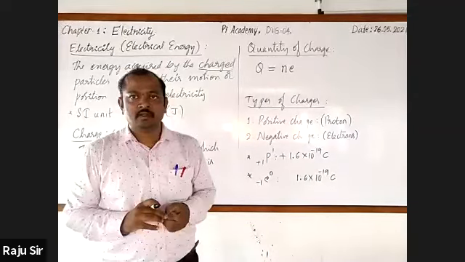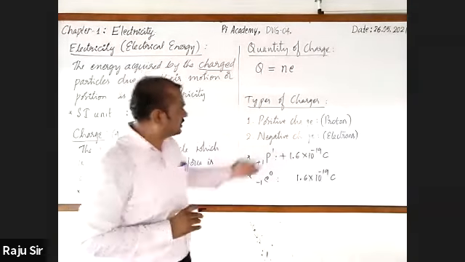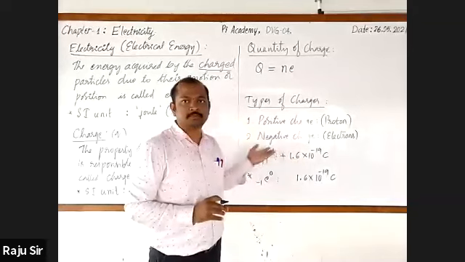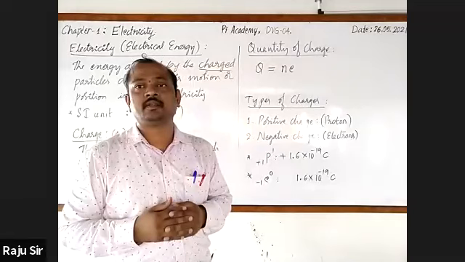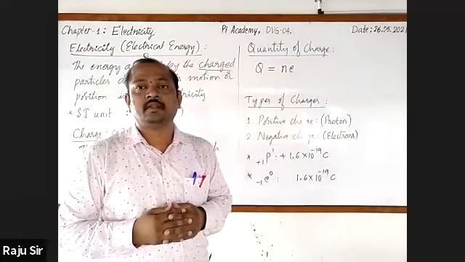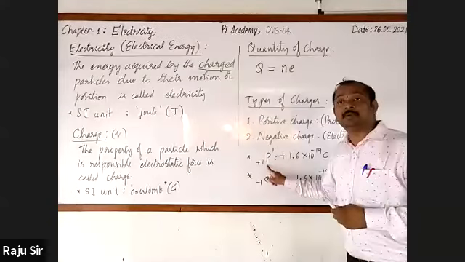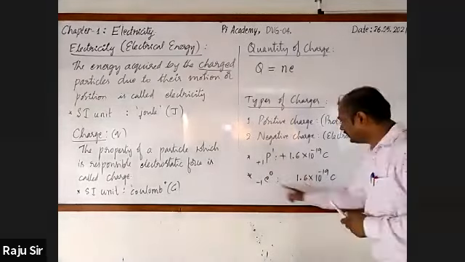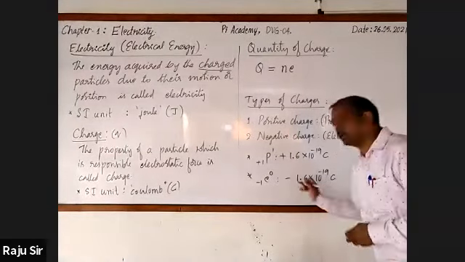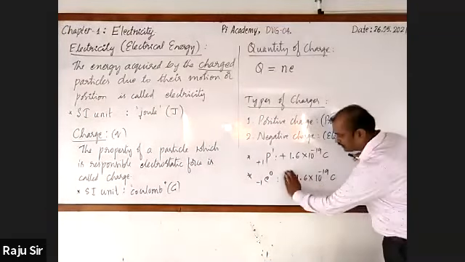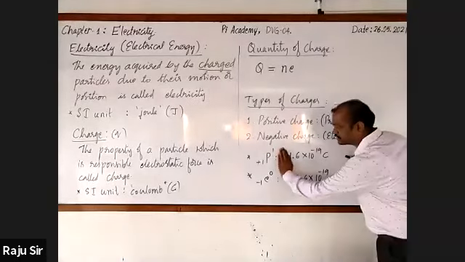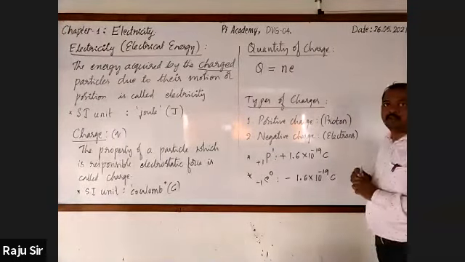Got it? Then you may be thinking that both the values are same with respect to proton and electron, so what difference is there? Proton is a positively charged particle and electron is a negatively charged particle. Don't take this value as negative: here negative indicates it is electron, positive indicates proton.